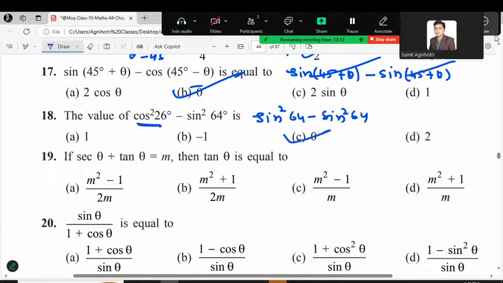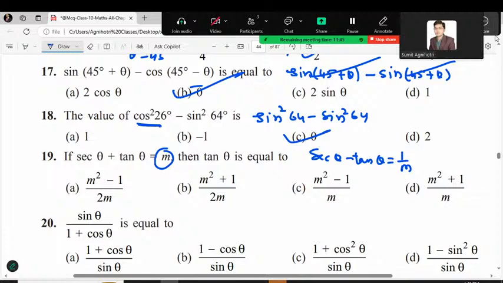Sec theta plus tan theta is m. Then sec theta minus tan theta is 1 over m. I have told you earlier that you can multiply by sec theta minus tan theta both in numerator and denominator. Your numerator will be 1 because sec square theta minus tan square theta is 1, and in denominator it is sec theta minus tan theta. By reciprocating you will get sec theta minus tan theta equal to 1 by m.